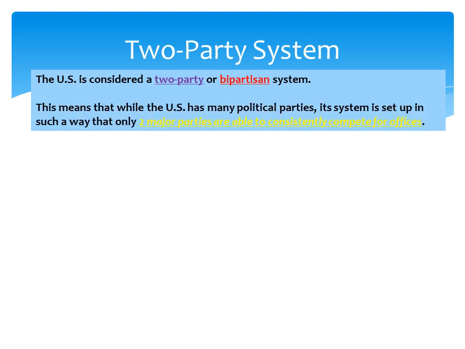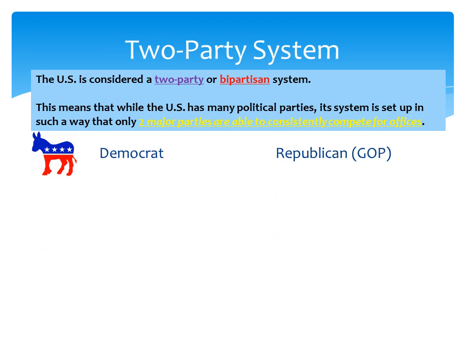The United States is regarded as a two-party or bipartisan system. What this means is that even though the United States has many political parties, its system is set up in such a way that really only two major parties are able to consistently compete. The two most recognizable and dominant parties in the United States today are the Democrats and the Republicans, or GOP, standing for Grand Old Party.